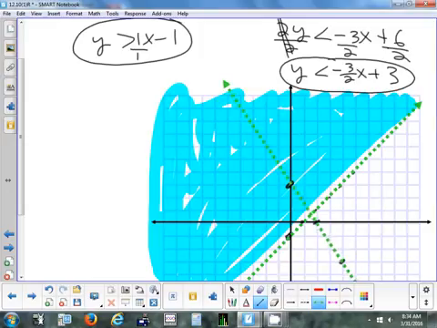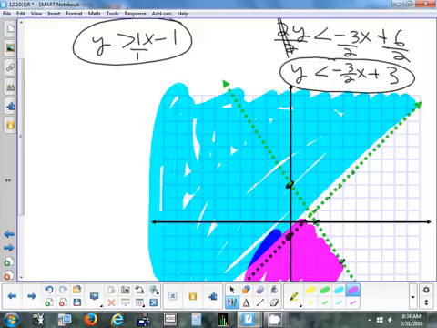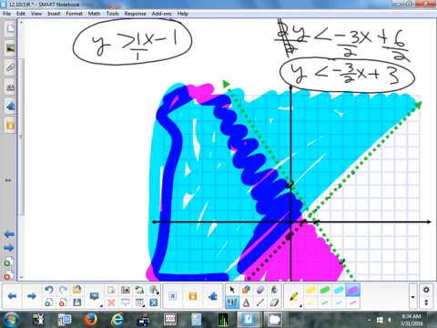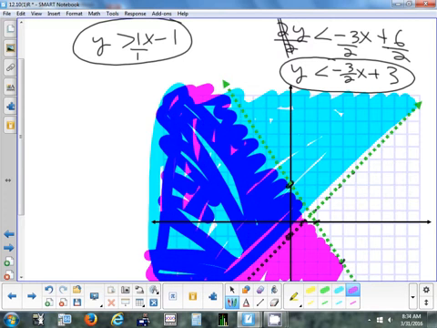Okay, and Kevin already told us which way we're going to shade. He said shade below. Now, if you already see where the overlap is going to be, you could just circle that right now and just write, here's my answer. Okay, if not, do your shading, shade below, and then you'll see where the overlap is. So that's shading below.